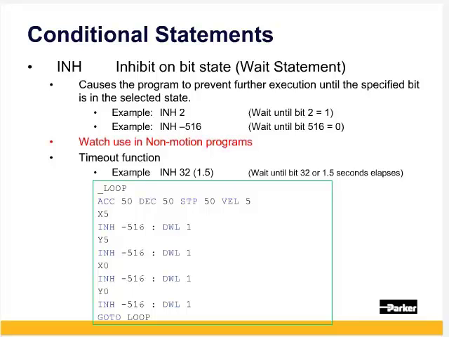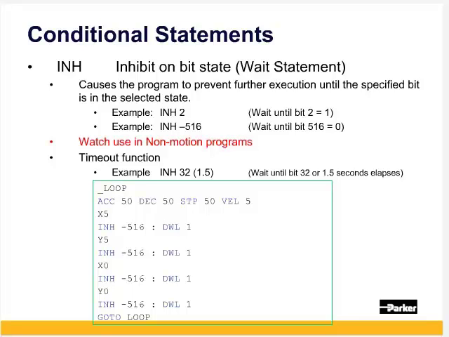Again, be careful using these in non-motion programs, progs 8 through 15. These share one time slice, and inhibiting one non-motion program will inhibit all the non-motion programs. INH will only look at one flag at a time. If you're needing to look at multiple inputs at a time, use the IHPOS, such as input parameter P4096.